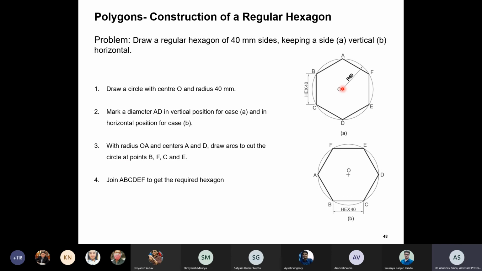So take this as a center and this as the radius. O is the radius. Then you cut arcs, make one arc here, and you get points B and F. Similarly, from B you will get more points, C. Then you cut again, D, and then you cut again, E.